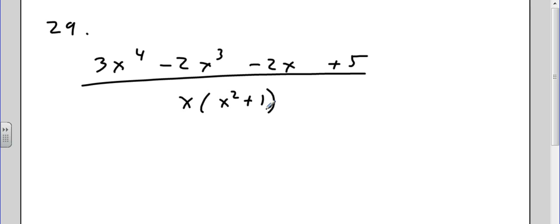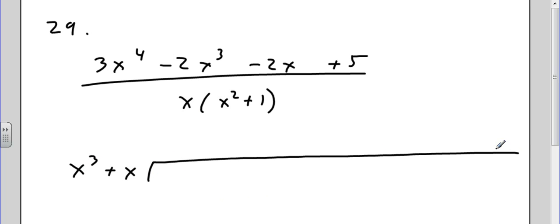Okay, so I got it. I'm looking on page 250 and remembering what I'm supposed to do. I'm going to change this and say x cubed plus x, and I'm going to divide into 3x to the 4th minus 2x cubed minus 2x plus 5. This is going to go in there 3x times.